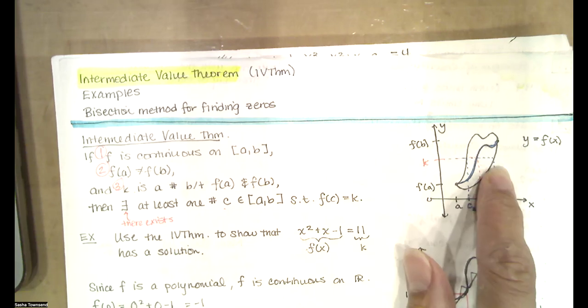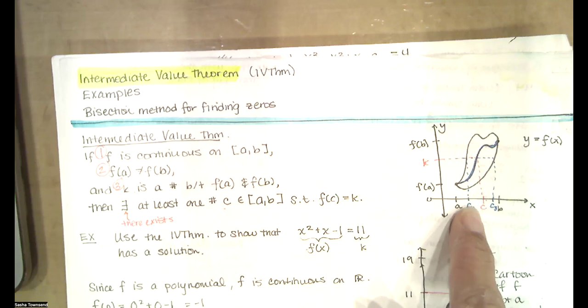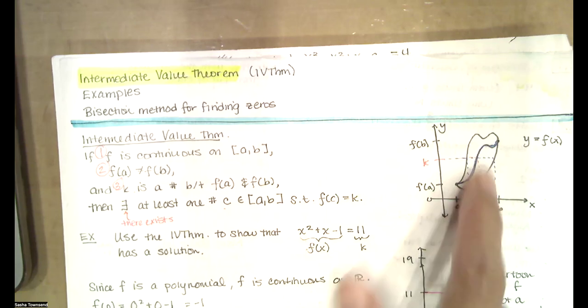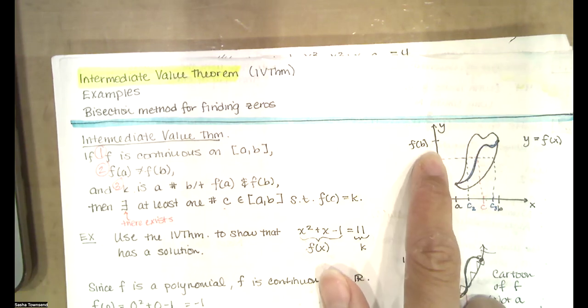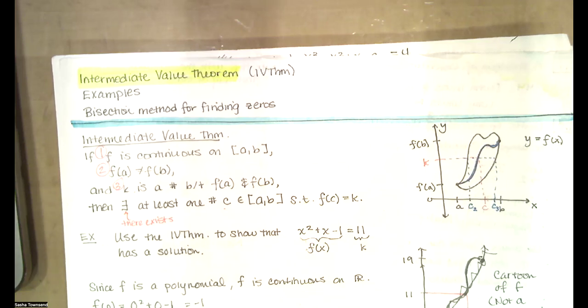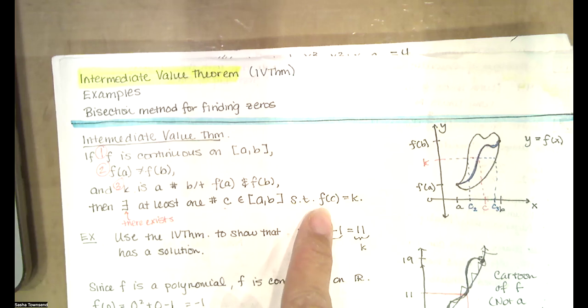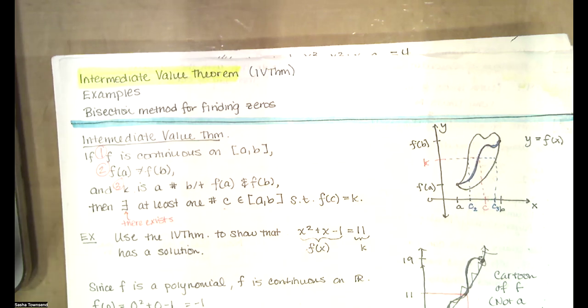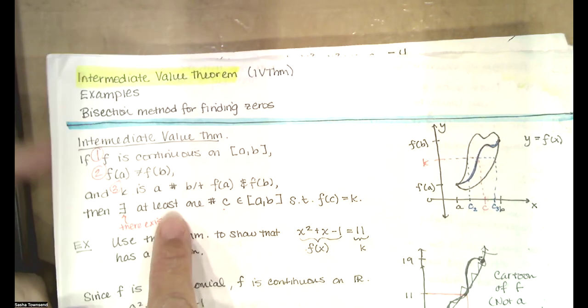And when it crosses through that horizontal line y equals k, well, there's a point of intersection, and that x value that corresponds to the y value y equals k is the solution to the equation f of x equals k. So the formal statement of the theorem is, then there exists at least one c in the interval from a to b such that f of c equals k, which again is just saying that the equation has a solution. We get at least one.